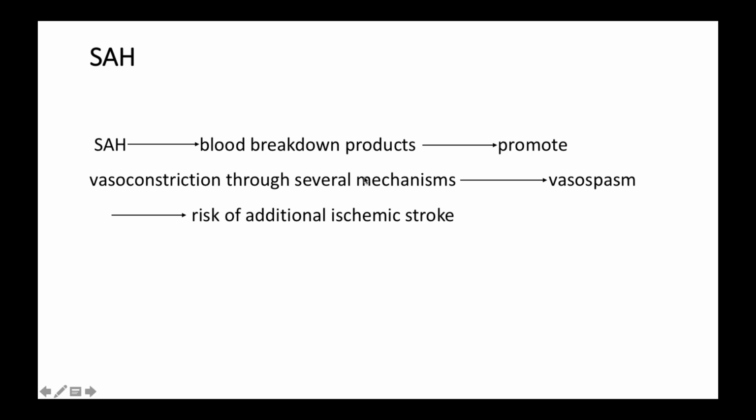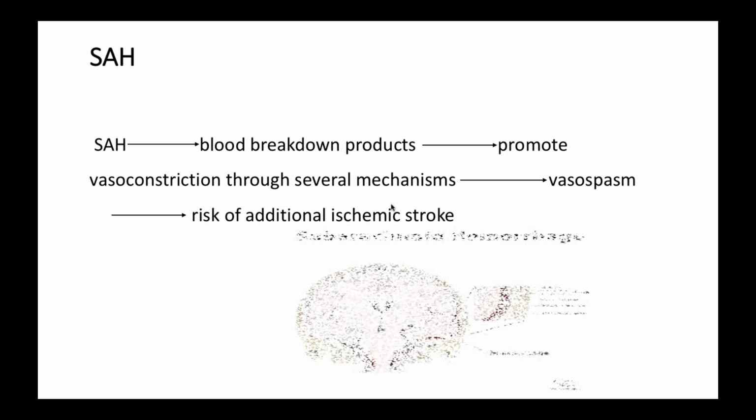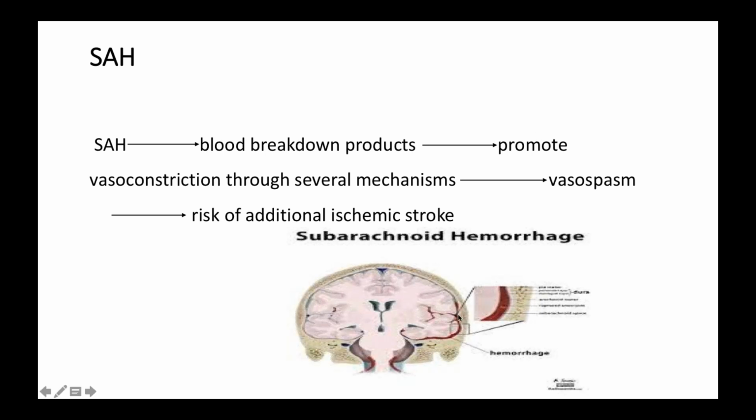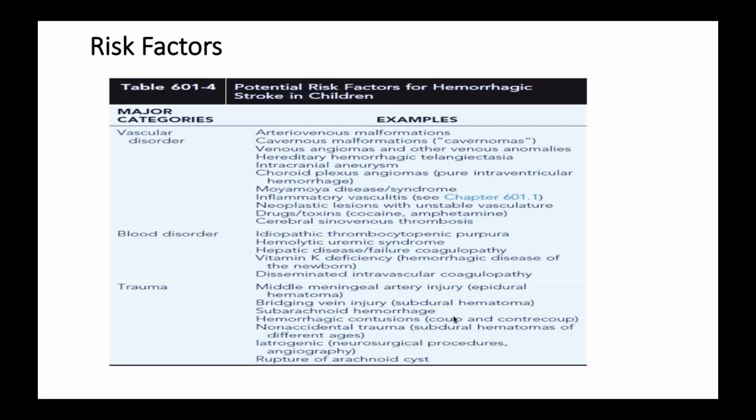the SAH causes vasoconstriction due to the breakdown products, which cause vasospasm and lead to additional ischemic stroke. This is how subarachnoid hemorrhage is seen. Because the arachnoid villi help in absorption of CSF, if these structures are destroyed by subarachnoid hemorrhage, there is non-obstructive hydrocephalus. So these are the risk factors. You can just take it down.